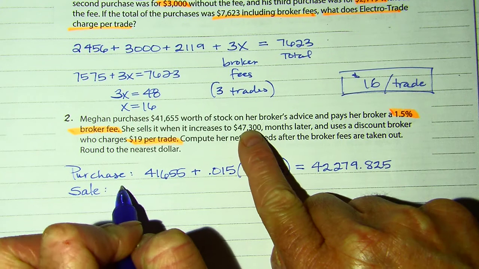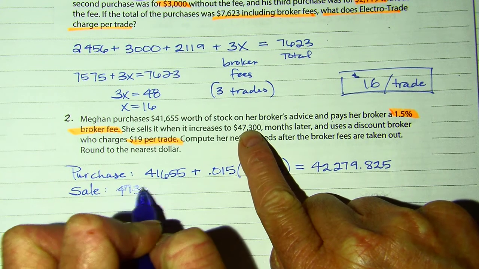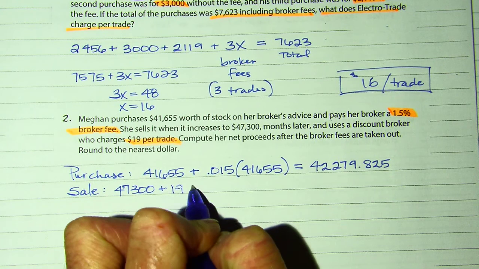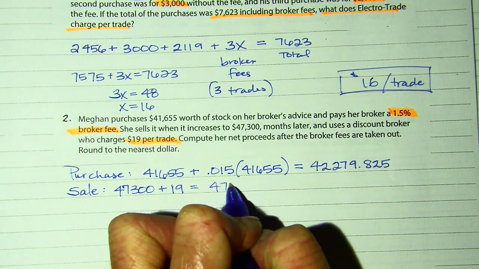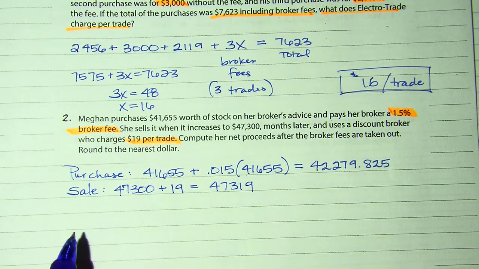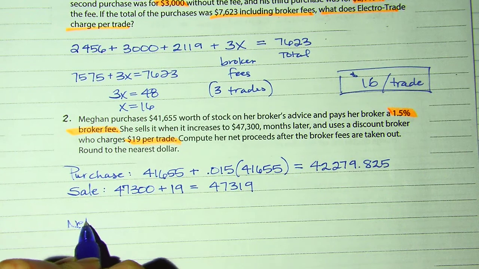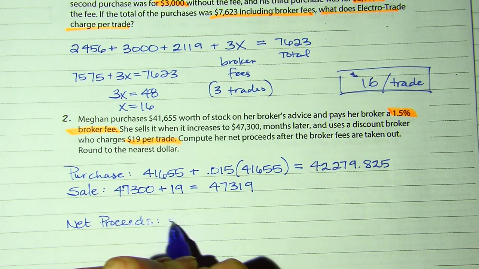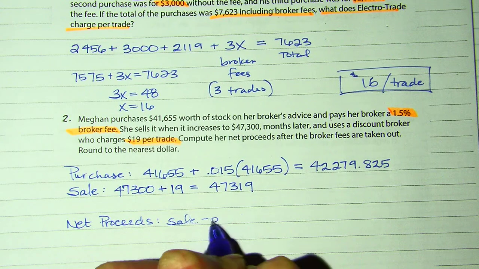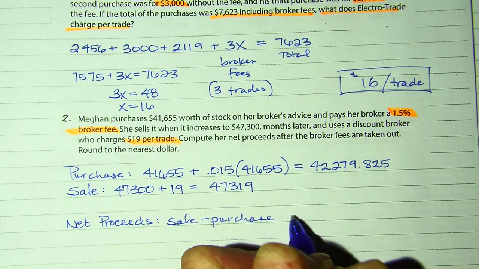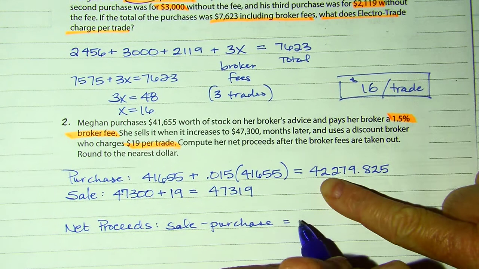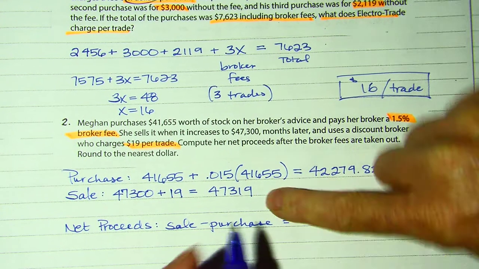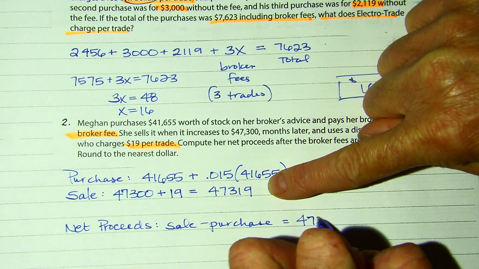Now let's go over how much she paid for the sale. She sold it at $47,300, right? And she paid her broker $19. So that's a $47,319 total. To find her net proceeds, you take the sale minus the purchase. In this case, her total sale was $47,319.